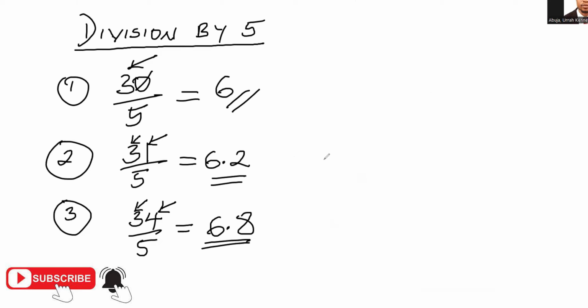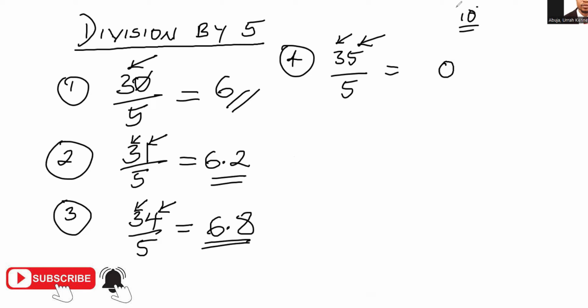All right. Number 4 is 35 divided by 5. For 35 divided by 5, we add 5 to itself and also add 3 to itself. 5 plus 5 gives us 10, so I'm going to write 10 here. We write 0 and carry 1. Keep that 1 aside. Now 3 plus 3 gives us 6. 6 plus the 1 outside gives us 7. So this is 7.0.